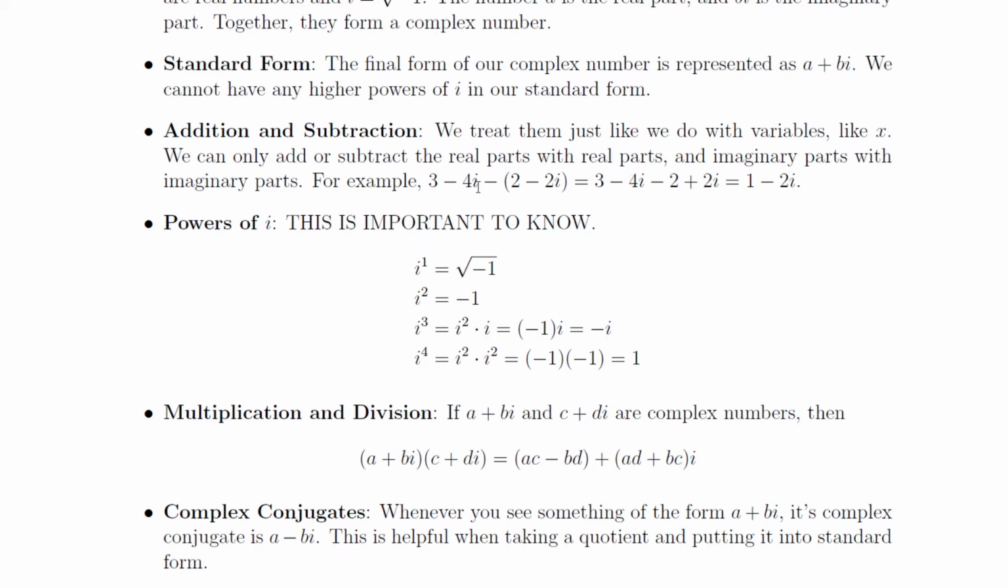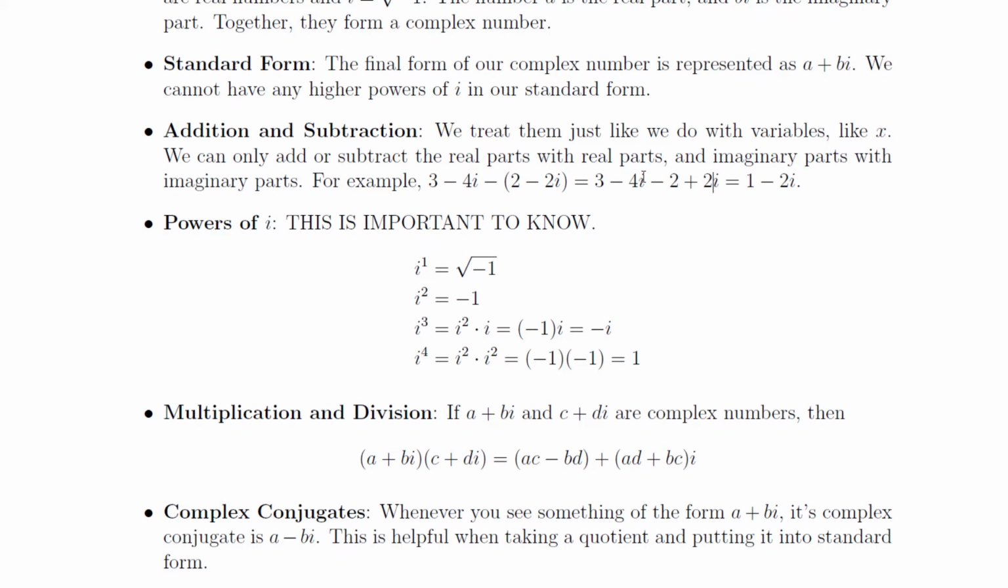So now I've got the minus 4i here, and the positive 2i there. I literally just merge those together. Again, you're only combining the pieces that are the same. The real parts, you combine those. The imaginary parts, you combine those as well. So it's pretty straightforward with adding and subtracting.